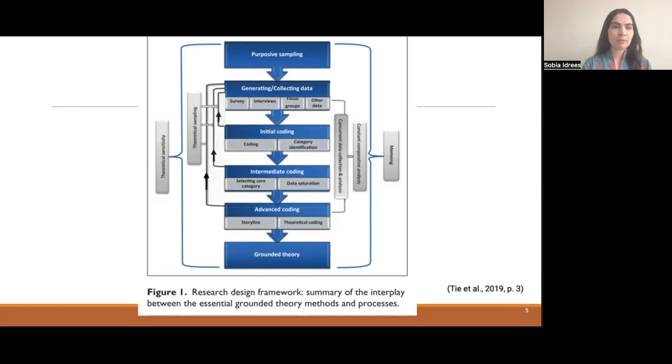Now, if you look at the extreme left-hand side, you see theoretical sensitivity here. What is that? I'll explain it. Theoretical sensitivity is the ability to know when you identify a data segment that is important to your theory. So when you're going through data collection and analysis, at times you get a segment of data that you think is important to build a theory. That concept comes under theoretical sensitivity. So you keep on building those segments, and then at the end you develop a whole theory. So that was the whole crux of grounded theory.